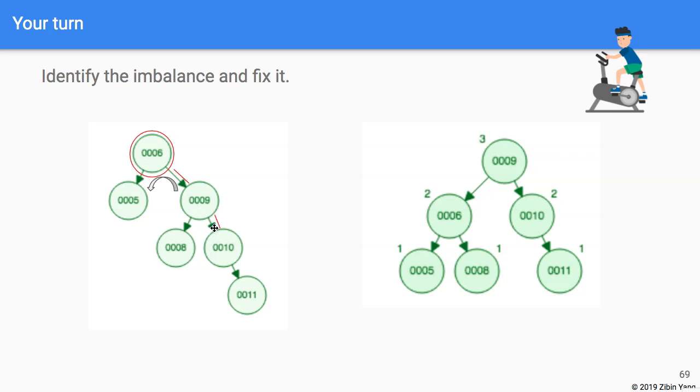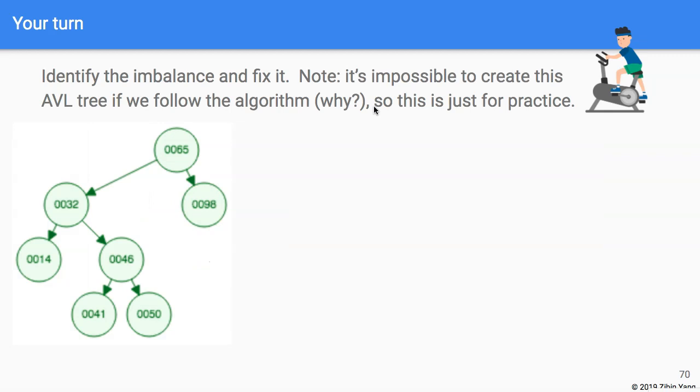In that single left rotation, we are basically bringing up 9 to be the root, and we're attaching 6 to the left of 9. 5 stays the same. The only complication again is where the number 8 goes, because it used to be the left child of 9, but now it becomes the right child of 6. So here is another tree for you to identify the imbalance and try to fix it.